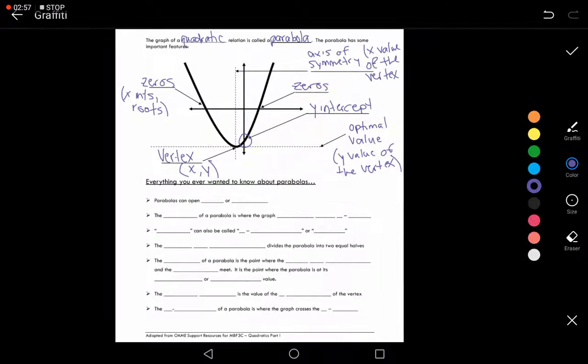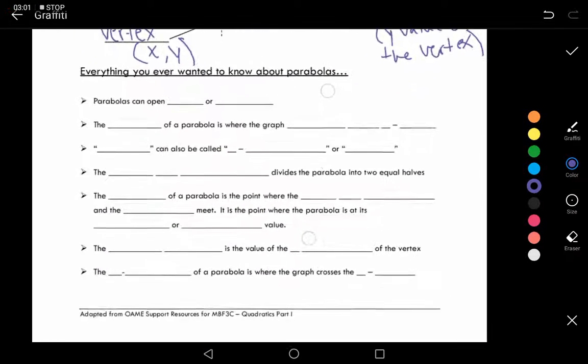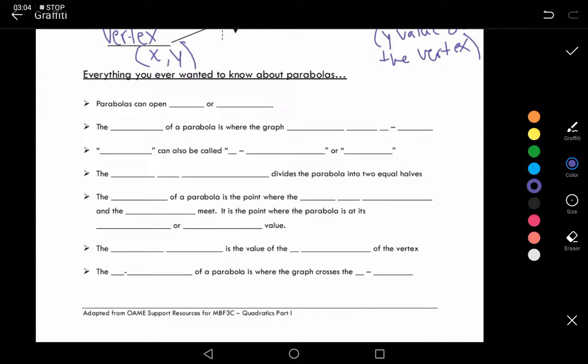All right. So moving on, everything you ever wanted to know about parabolas. Our parabolas can open up or down. The zero of the parabola is where the graph crosses the x-axis, and we saw that on our sketch above. As I also said above, zeros can also be called x-intercepts or roots.